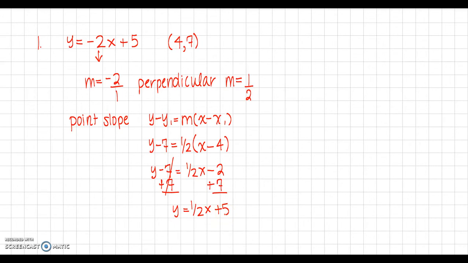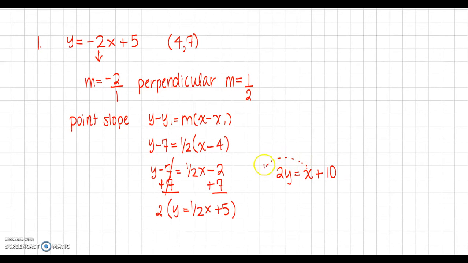Now if you notice, all of the answers for number 1 are in standard form. The x and the y are on the same side of the equal sign, and there are no fractions. So I've got to get rid of that fraction. And to do that, I'm going to multiply the entire equation by the denominator of that fraction. So I'm going to multiply all the way across by 2. 2 times y is 2y. 2 times 1/2 x is 1x. And 2 times 5 is 10.